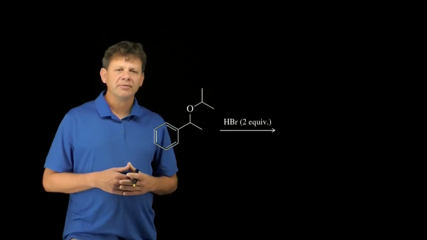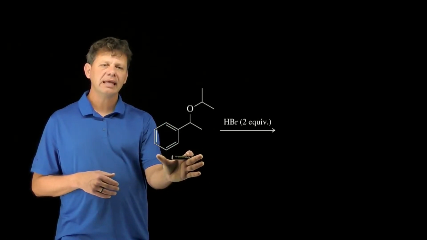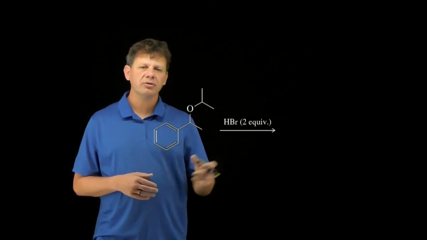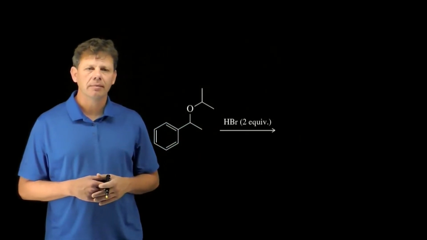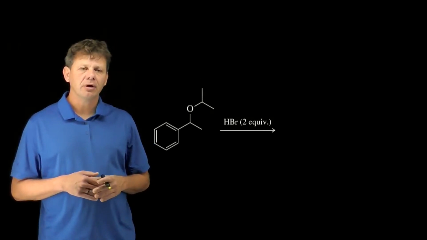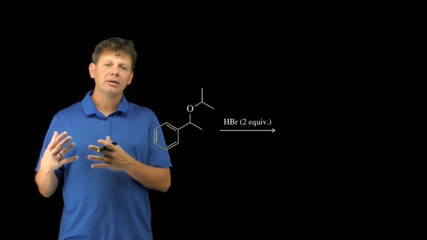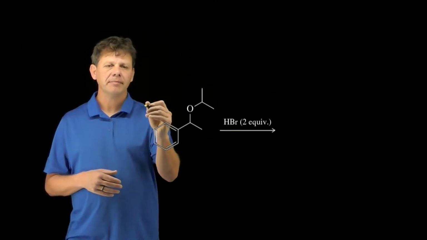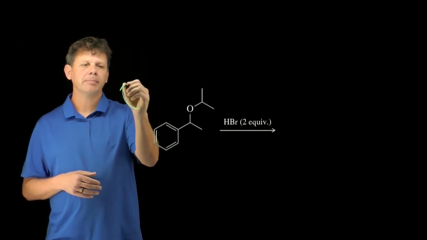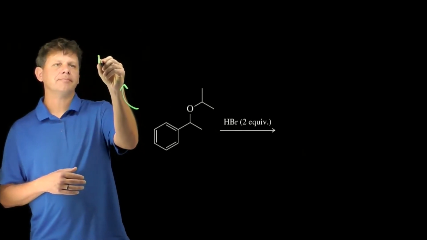In this assessment, we're asked to predict the product of the ether here reacting with two equivalents of HBr. Now, HBr is a really strong acid. The ether oxygen has two pairs of electrons that it can use in an acid-base reaction. And so we'll start by protonating that oxygen.